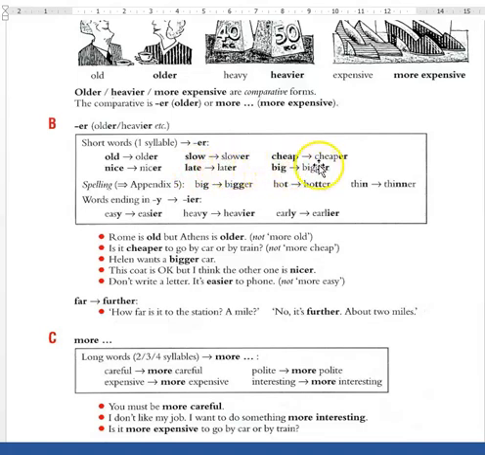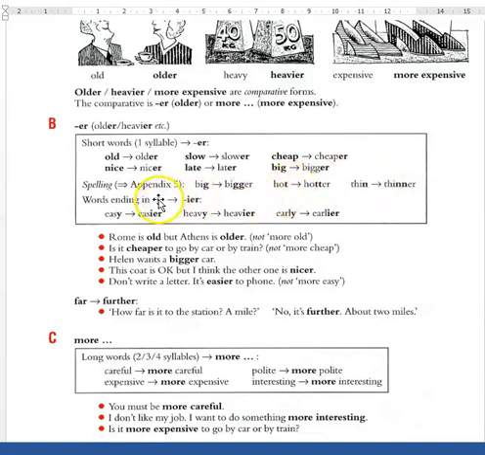And big becomes bigger. Now look at the spelling of bigger. We have a double G. Let's look at the explanation for that under here. Big, bigger. Hot, hotter. Thin, thinner. Okay, where you have the vowel and the consonant, we double it. We double G here, a double T here, and a double N there.